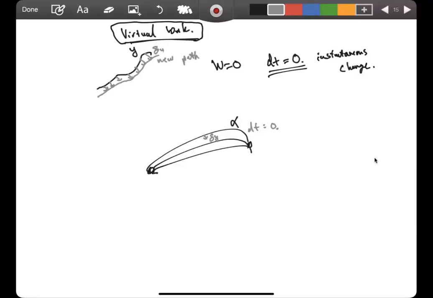Now, the downside of that is it doesn't give me any information about these constraint forces. So if I want to know about constraint forces explicitly, I would have to use the Lagrange multipliers. But that's it. So this is the end of this chapter.